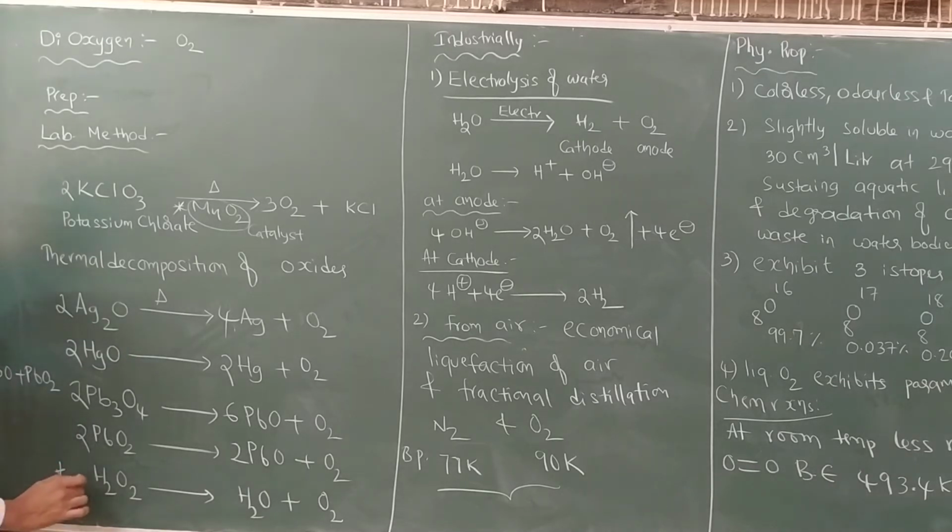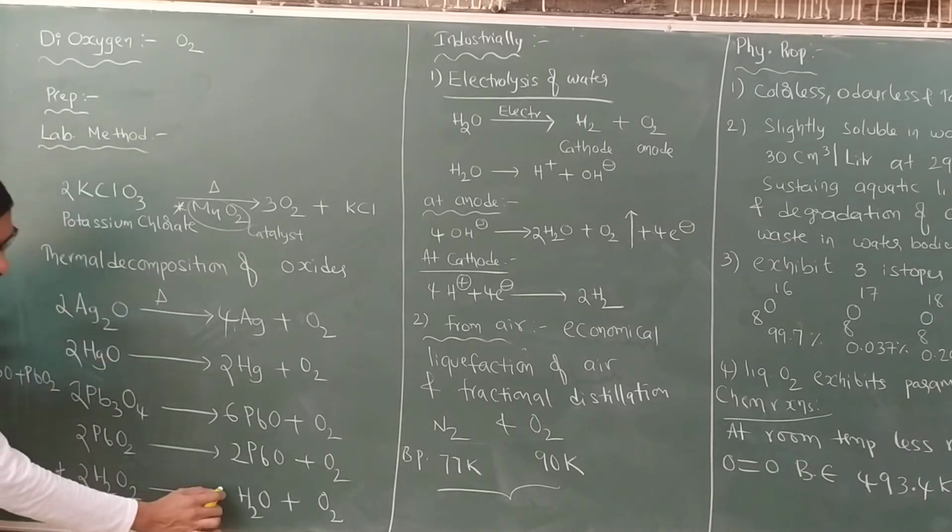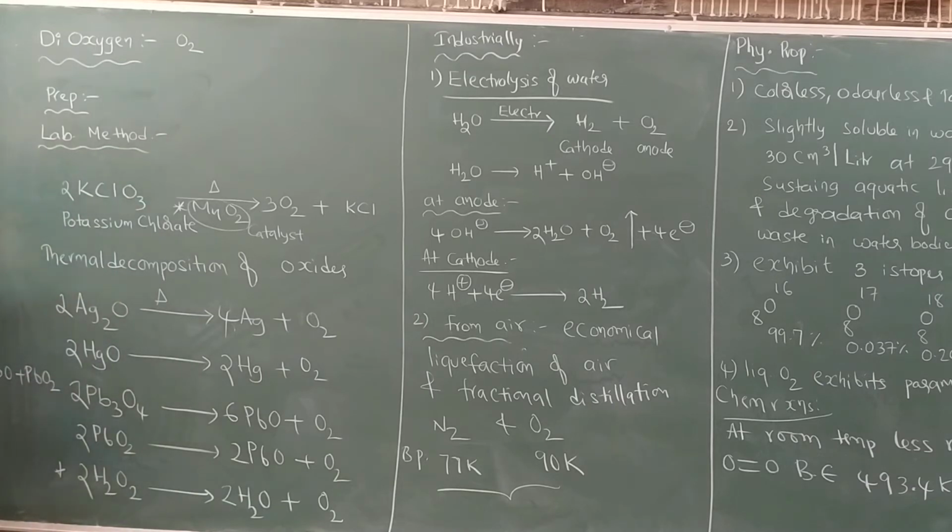Hydrogen peroxide on decomposition will give 2 moles of water and oxygen. So what is happening in this thermal decomposition? Oxides undergo thermal decomposition: potassium chlorate in the presence of catalyst, oxides of silver, mercury, lead, and hydrogen peroxide. On thermal decomposition, we are getting these reactions. These are very simple reactions to balance.